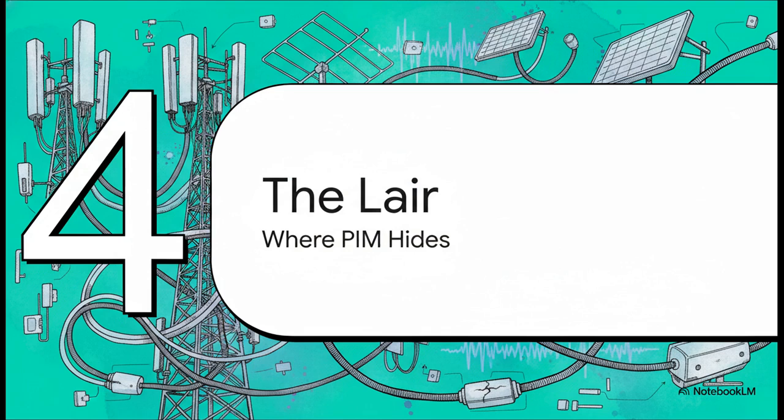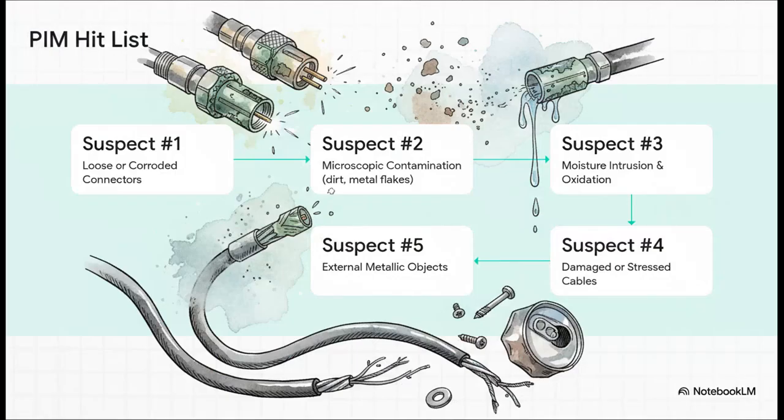Okay, so if the problem can be that small, where do you, the technician, even begin to look for these PIM culprits? Let's go over the most common hiding spots. Think of this as your PIM hit list. The problem almost always starts with a bad metal-to-metal contact. And that means your number one suspect every single time should be your connectors. Are they loose? Are they over-torqued? Corroded? After you check those, then you start hunting for contamination, moisture, and any physical damage to your gear.